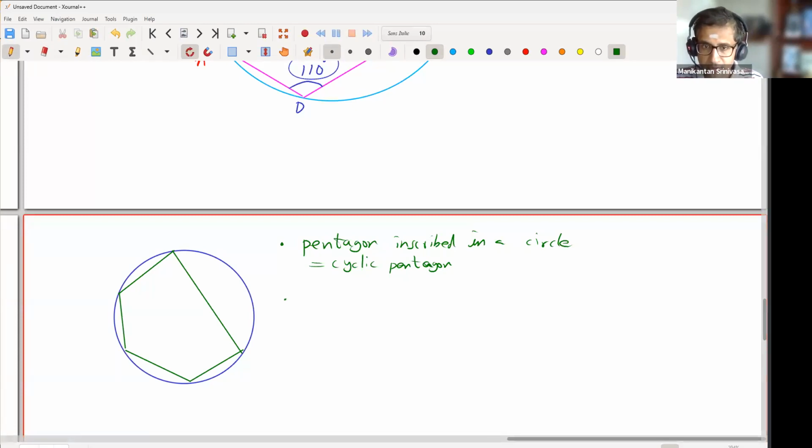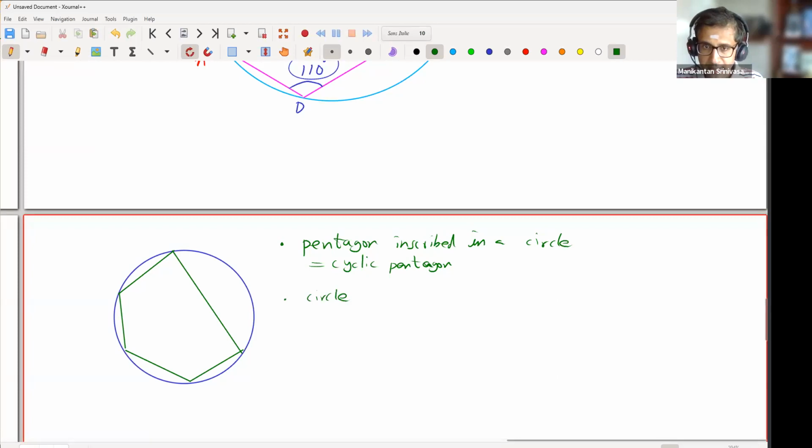But the same thing you can also say as the circle circumscribing the pentagon. The word circumscribing simply means outside. It's another fancy word for outside. Inscribe means inside. That's it. Just fancy words. So, circle circumscribing the pentagon.